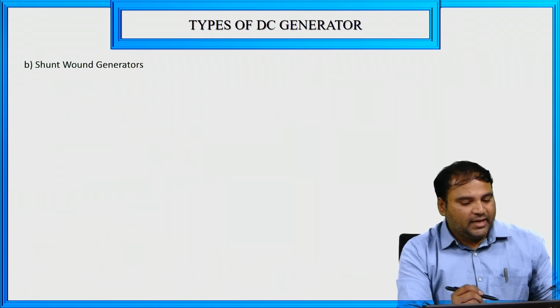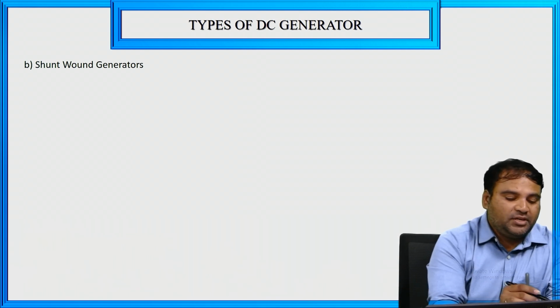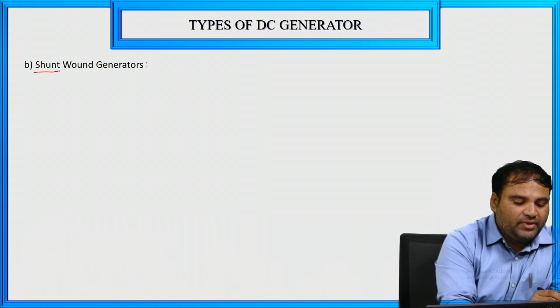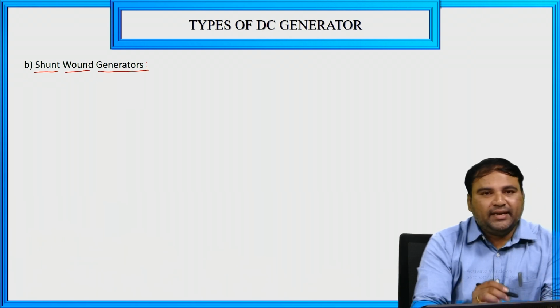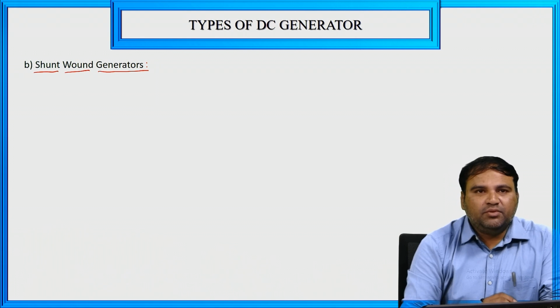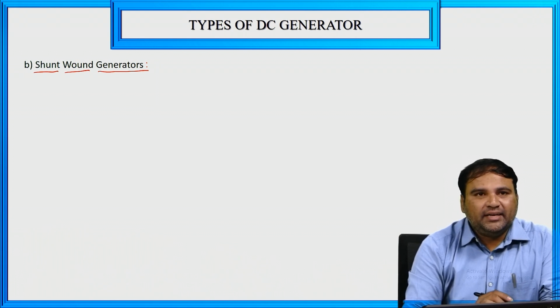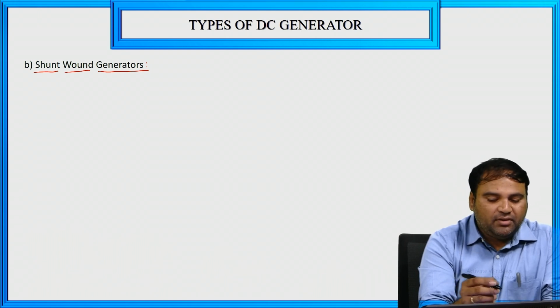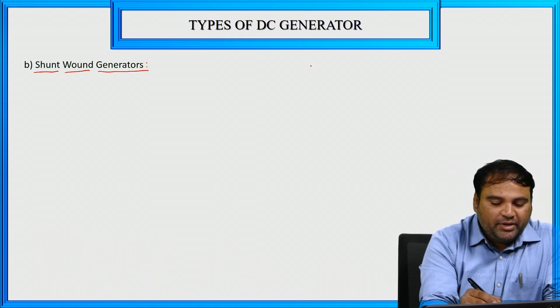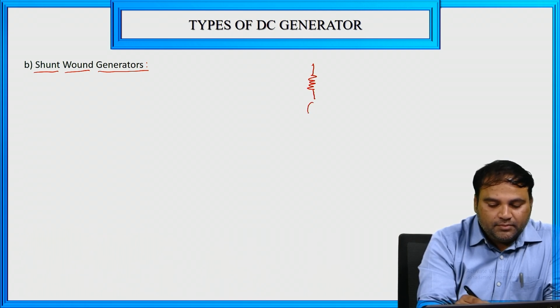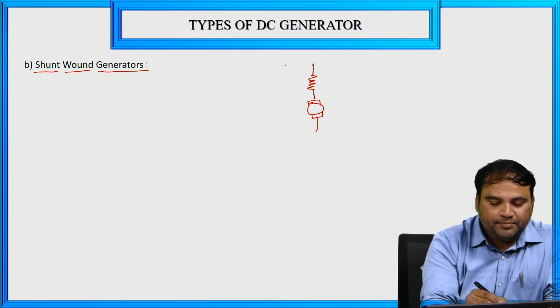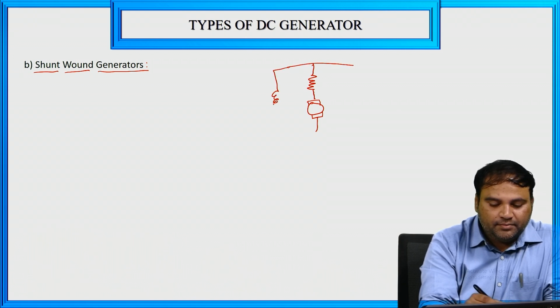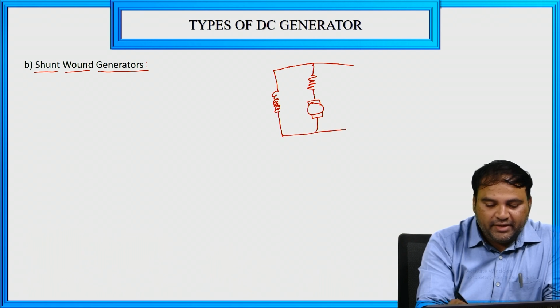And we are having the second one, the shunt wound DC generator. This is very important. So in this shunt wound DC generator, all the branches are connected in parallel. Okay. So here first of all we need to draw the diagram. We are having the armature resistance and the generator, and it is connected in parallel with the shunt field winding. It is connected to the load.